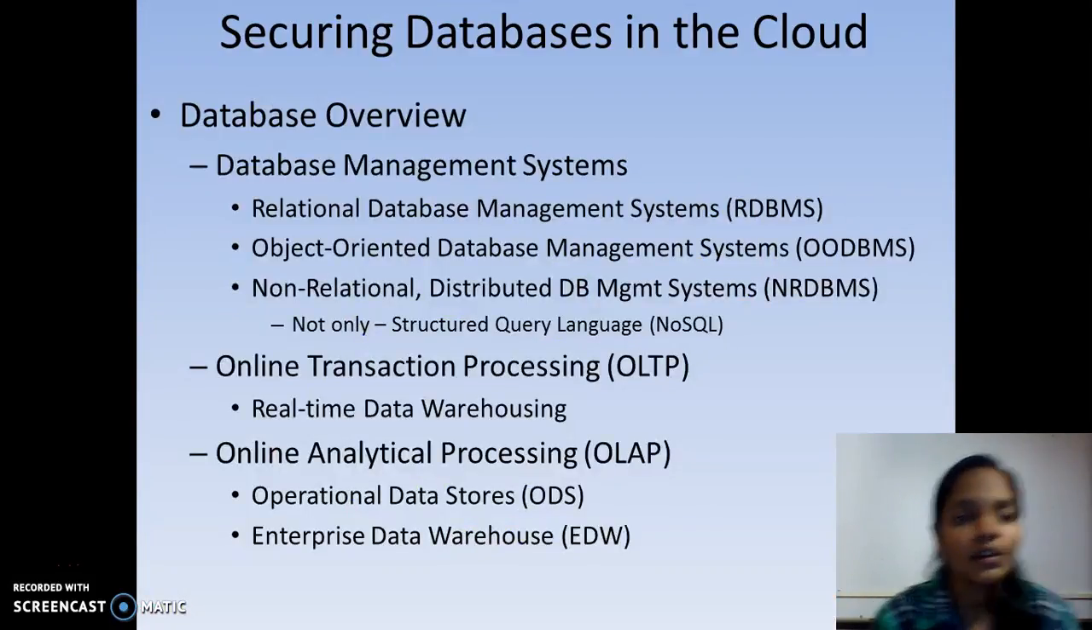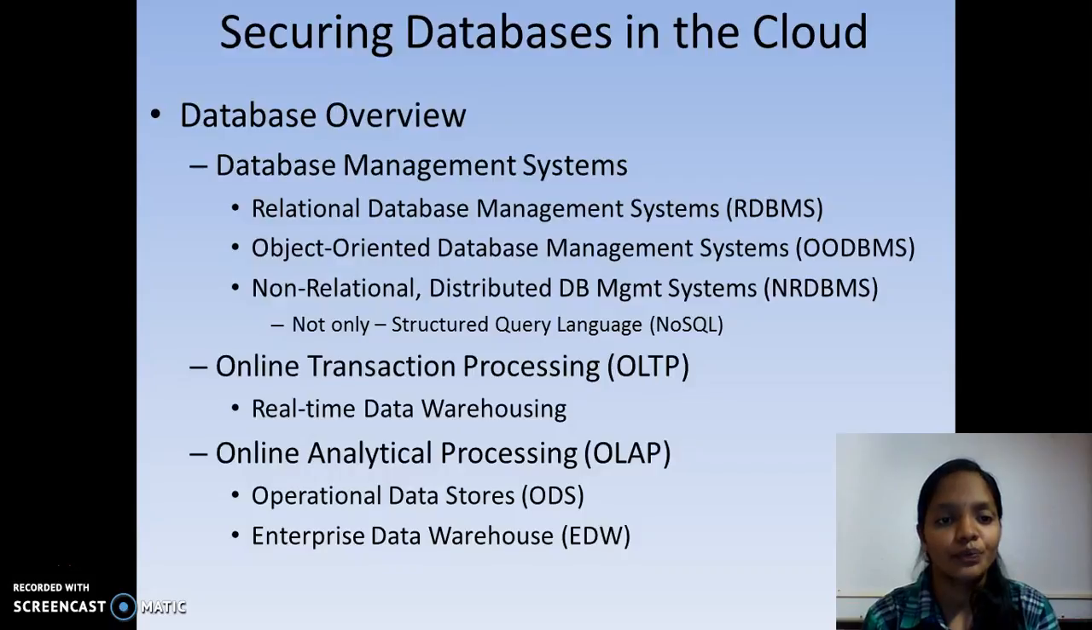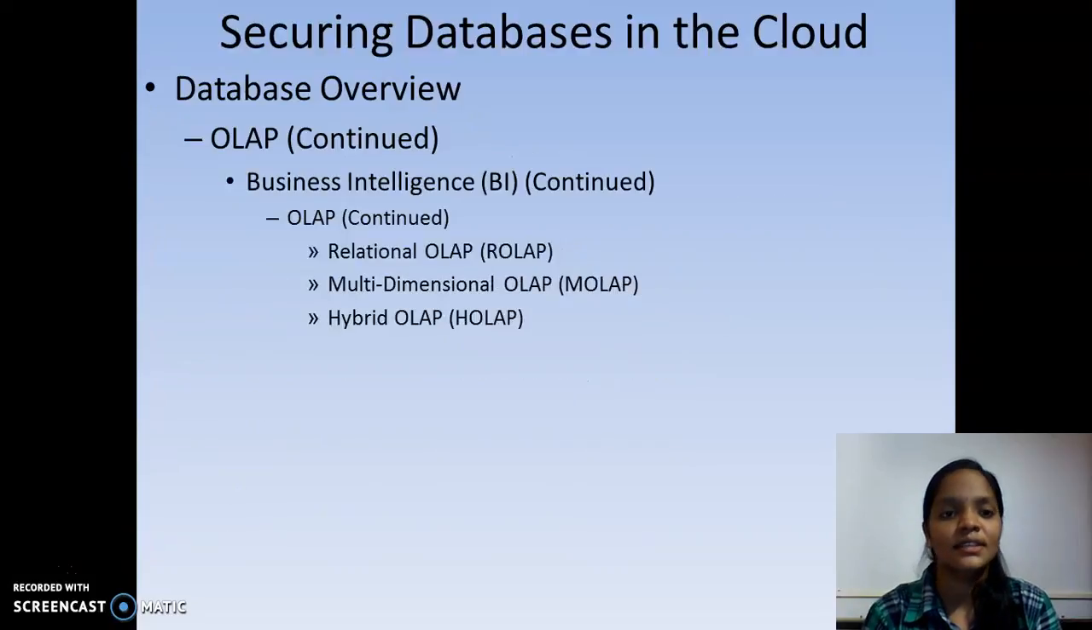Right now we are in the database overview. Database management systems have three categories: relational database management systems, object oriented, and non-relational distributed management systems. Part of these are online transactional processing and online analytical processing. These are the operations and transactions in databases. Online analytical processing has three subcategories: relational online analytical processing, multidimensional, and hybrid processing techniques.